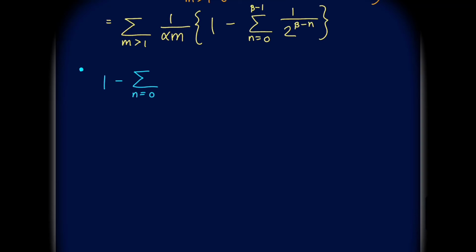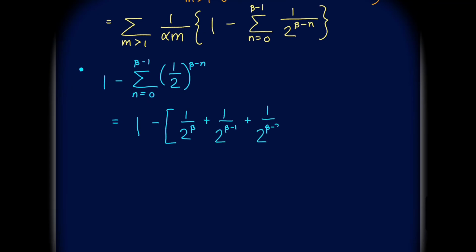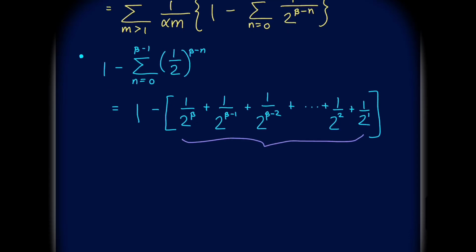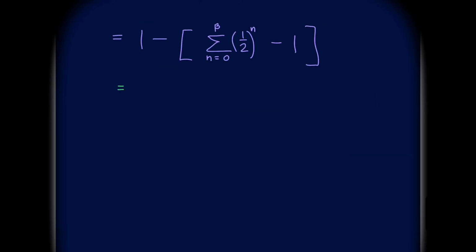Focusing on the 1 minus the sum from n equals 0 to beta minus 1 of 1 over 2 to the beta minus n power, we begin to construct the idea of a geometric series. So expanding out that sum, we get 1 over 2 to the beta plus 1 over 2 to the beta minus 1, all the way down to 1 over 2 to the 1 power. So this would be a geometric series that is just missing its first term, 1, that looks something like this. Starting at 0 to beta of 1/2 raised to the nth power, but missing the first term, which is 1, so minus 1.